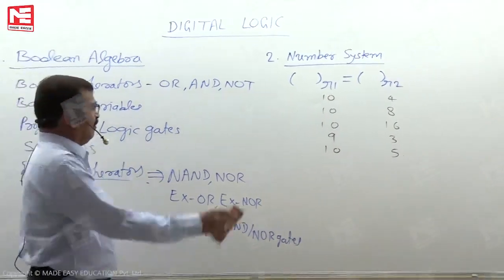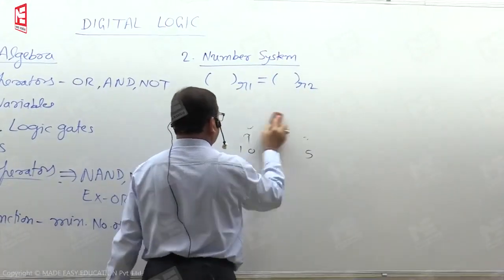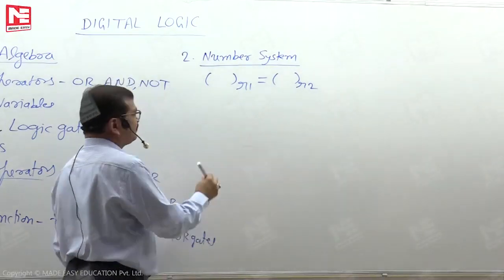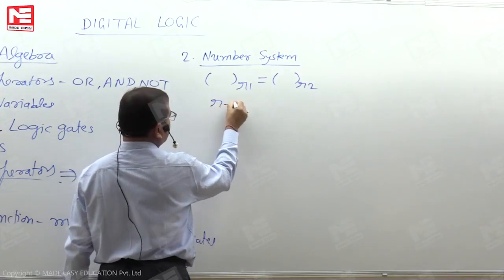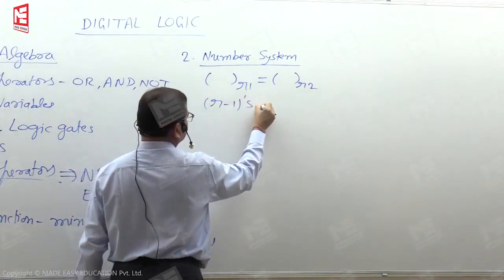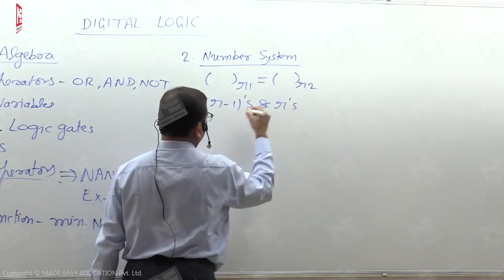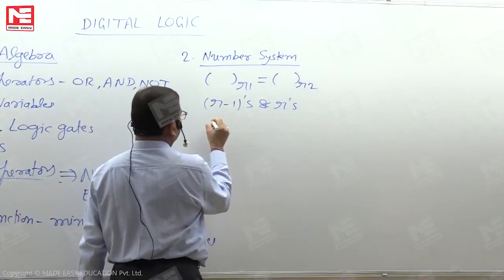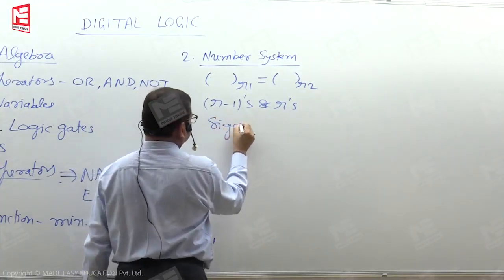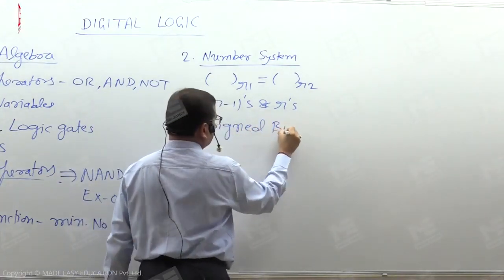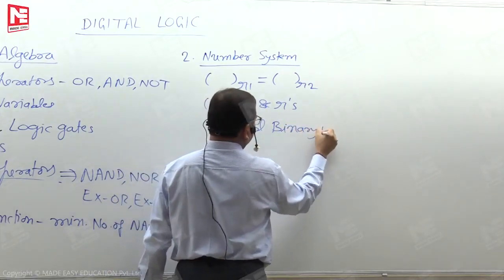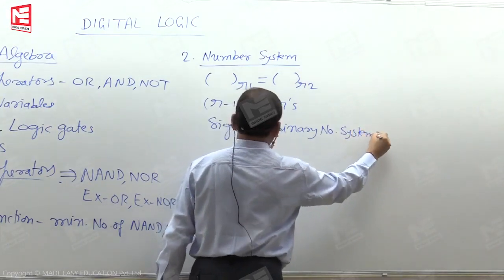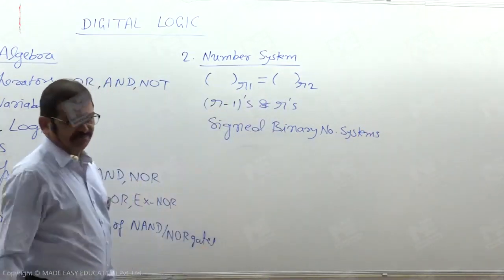After this primary work of conversion, we'll be looking at R minus 1's complement and R's complement. Later, the signed binary number system. So these are the topics we'll be looking at under the heading of the number system.